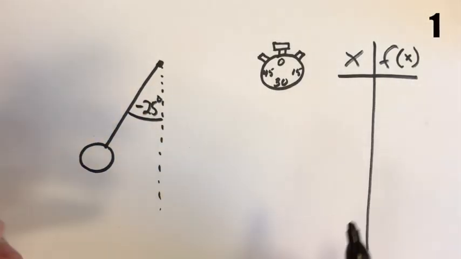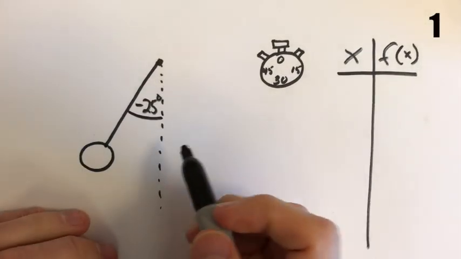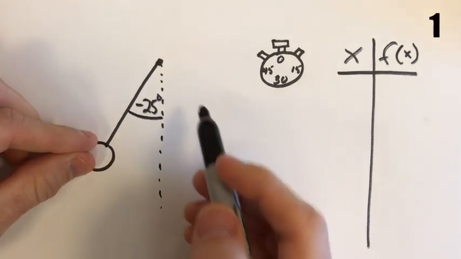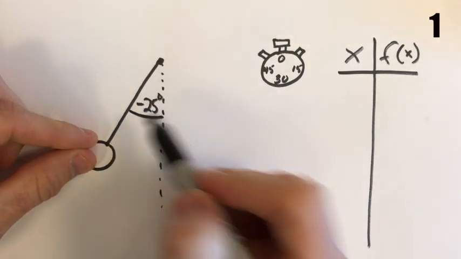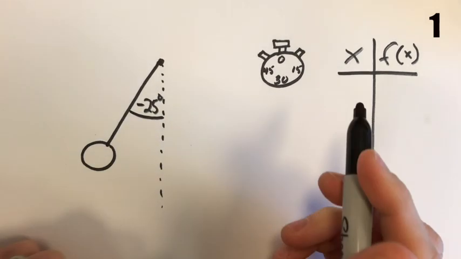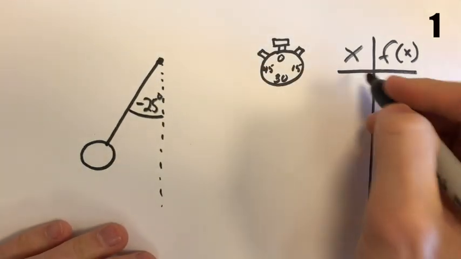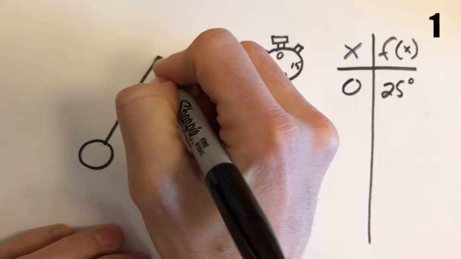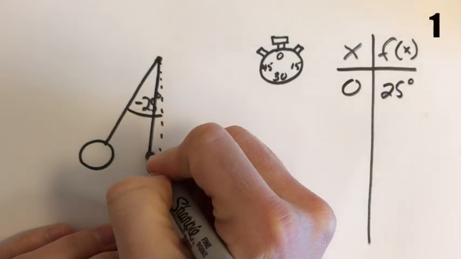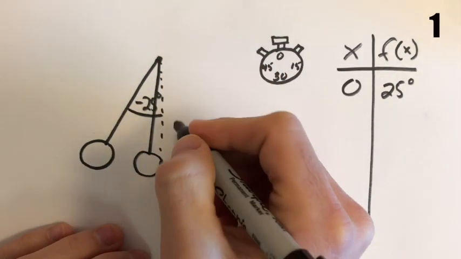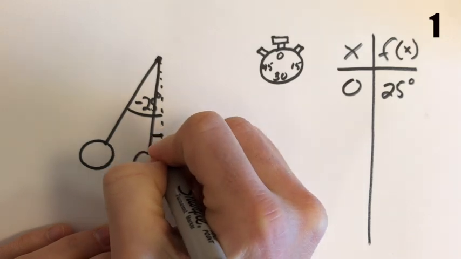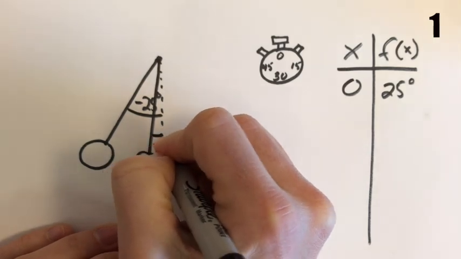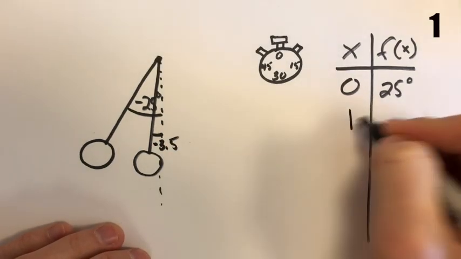All right, in this situation, we've got a pendulum, and it's being pulled back to a rotational angle of -25 and then let go. Now, at 0 seconds, it's at 25 degrees. After 1 second, it's at -3.5.